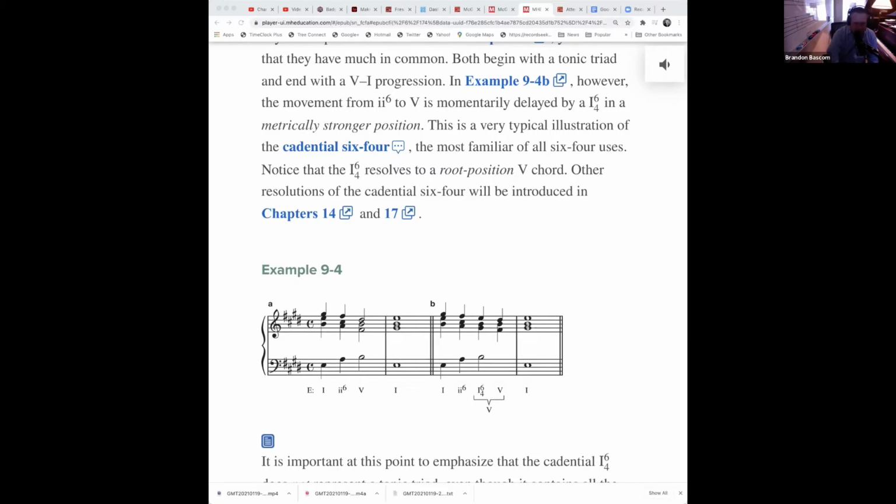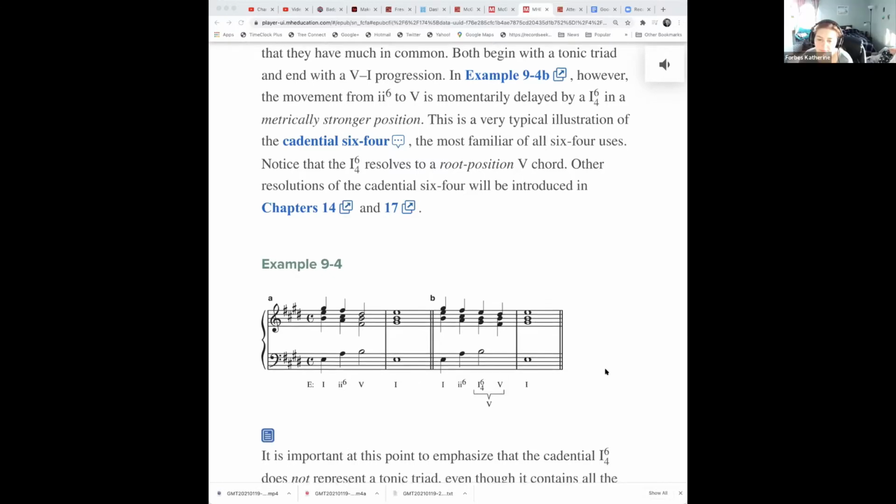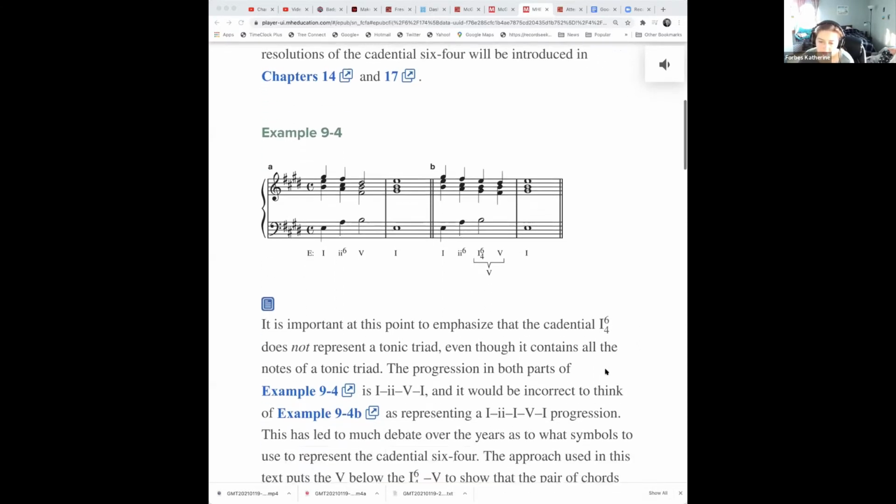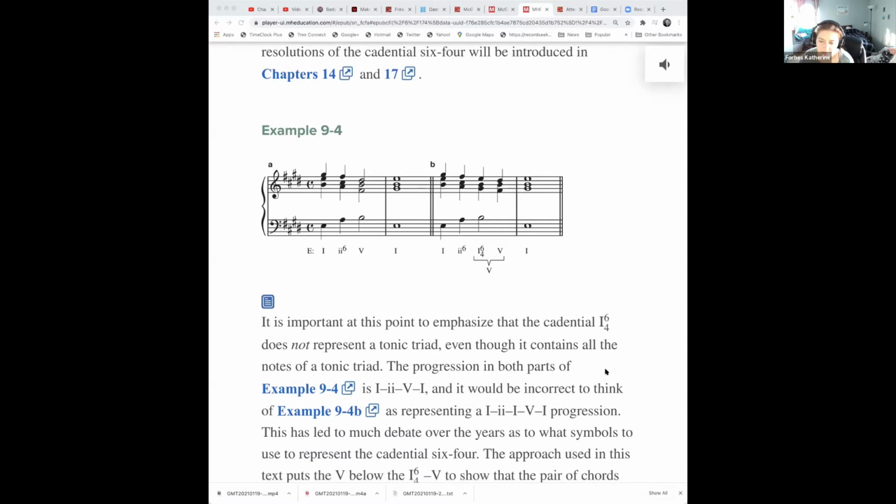It is important at this point to emphasize that the cadential 1/6/4 does not represent a tonic triad, even though it contains all the notes of a tonic triad. The progression in both parts of 9-4 is 1 to 2 to 5 to 1, and it would be incorrect to think of example 9-4b as representing a 1 to 2 to 1 to 5 to 1 progression. This has led to much debate over the years as to what symbols to use to represent the cadential 6/4.